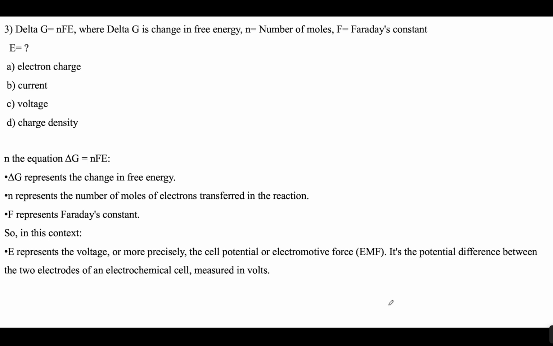In our equation, delta G is equal to nFE. The delta G represents the change in free energy. n represents the number of moles of electrons transferred in the reaction. F represents Faraday's constant. The Gibbs free energy usually describes the spontaneity of the reaction, which depends on the number of moles, Faraday's constant, and the potential, the voltage or the electromotive force. So E here represents the voltage, more precisely the cell potential or electromotive force. It is the potential difference between the two electrodes of an electrochemical cell, measured in volts.